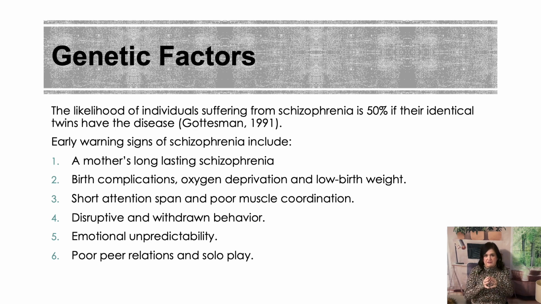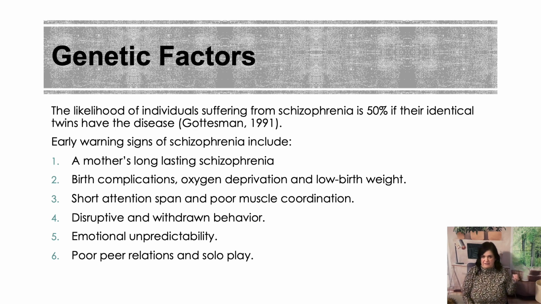Also, if you are an individual suffering from schizophrenia and you have an identical twin, your identical twin has a 50% chance of becoming schizophrenic. I'm not saying that those who are identical twins have more chance of having schizophrenia. It's if that one person specifically has it, his or her identical twin will have a 50% chance of developing it. Okay? Some other really important signs are the mother's long-lasting schizophrenia, which would have a huge genetic impact.